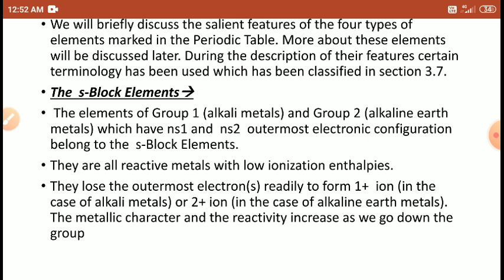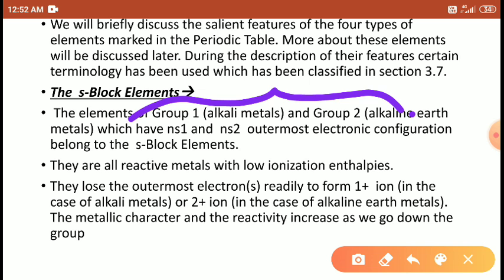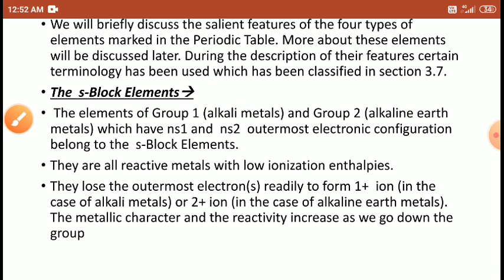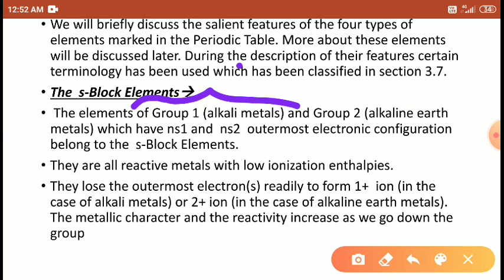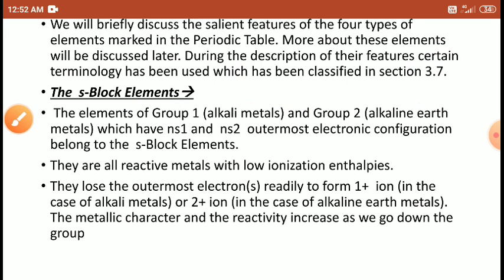Why are group 1 and group 2 called the s block elements? Because the outermost electrons are present in the s orbitals. That's why they are called the s block elements. Group 1 has one valence electron in the s orbital, and group 2 has two electrons in the s orbital. Right, students?